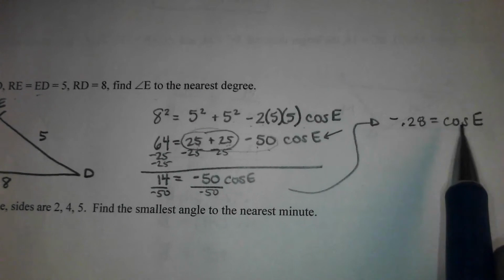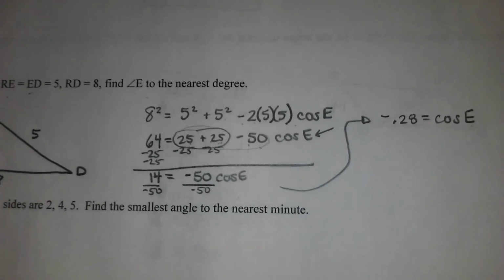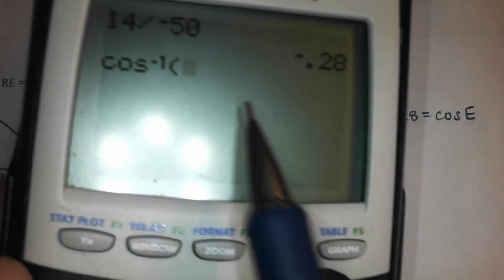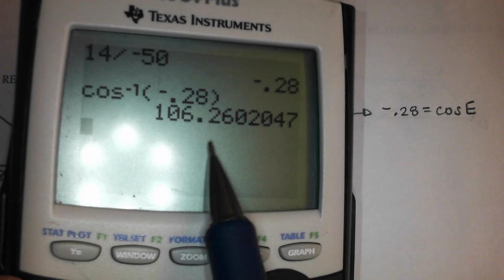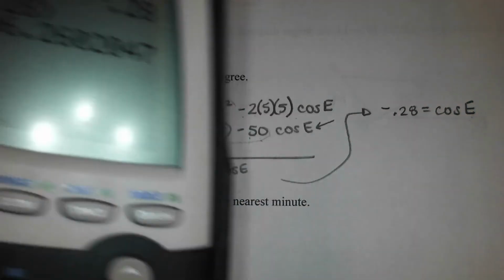And what do I use on my calculator to solve for an angle? Inverse cosine of negative 0.28. So second cosine will give me inverse cosine of negative 0.28. And I'll get my answer to the nearest degree, which is 106.